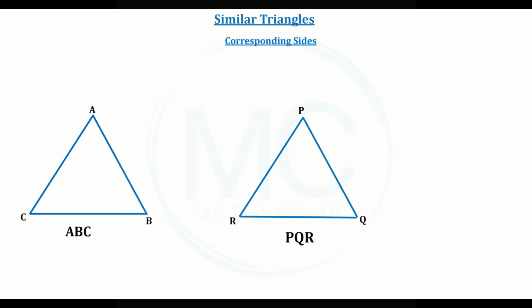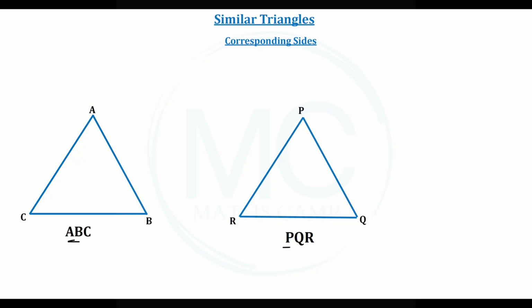Now, in our previous video, we learned that if you are looking for corresponding angles, we look at the letters in each name. A is the first letter in ABC, and P is the first letter in PQR. So A and P are corresponding angles. This rule applies to all three corresponding angles in our triangles. Now we can use a similar idea, but now we focus on the sides of the triangles.